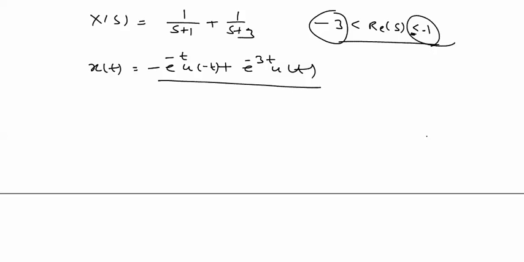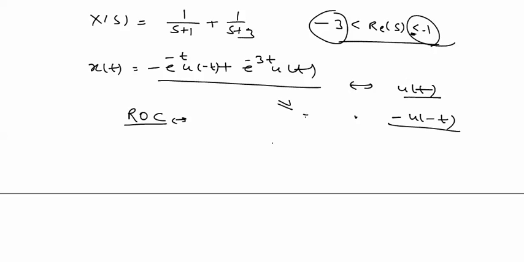The actual difference between these two cases: if ROC is greater than minus 3, greater than means the causal case, and u(t) is attached with it. Less than a particular value means u of minus t is attached with this. Now we are sure about the inversion of this pattern. There are 3 possible ways to write the inverse of this. The way depends on ROC only. ROC will decide which direction we have to move.